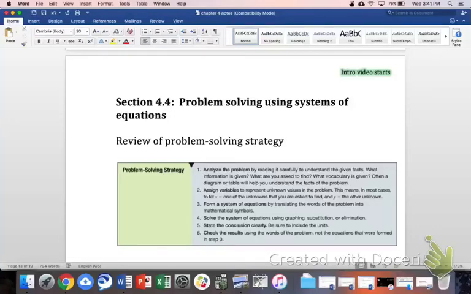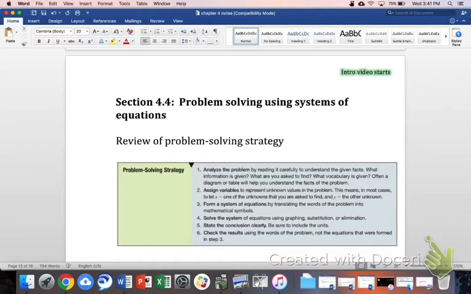This is the intro video for Algebra 1, Section 4.4, and we're going to be looking at problem solving, but this time using systems of equations. In the past, we've done questions like this, but we have not approached it from a systems of equations perspective. So this is a little bit of a review.